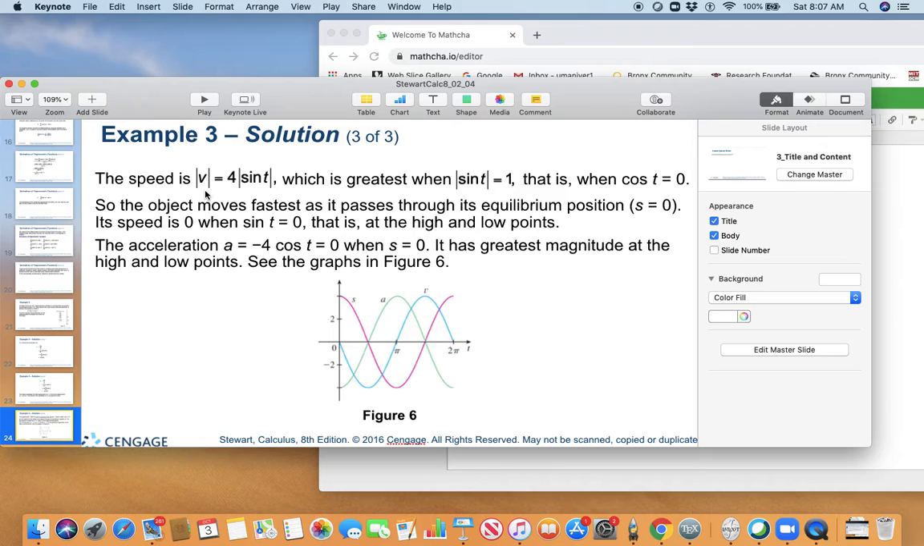All right. So the speed is the absolute value of velocity, which is 4 times the absolute value of sine t, which is greatest when sine is 1. That is when cosine is 0. So the object moves fastest as it passes through its equilibrium position. Okay, and its speed is 0 when sine t is 0, at its high and low points. Acceleration is negative 4 cosine t, which is 0 when s is 0. It has the greatest magnitude at the high and low points. See the graph.